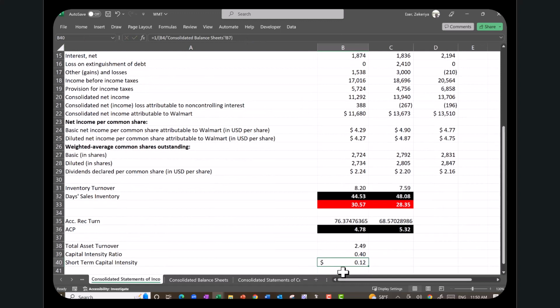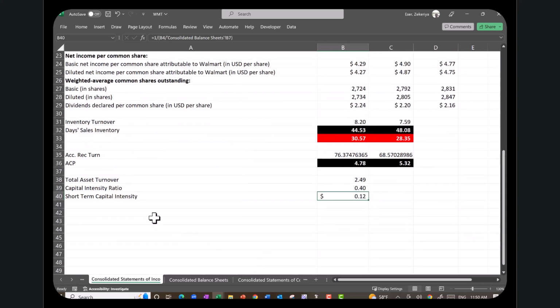This says, in order to generate $1 of sales, I need only 12 cents of current assets. That's kind of important, especially for working capital management, because that's what you need to fund to support the sales. So for each $100 of sales I want to make, I need $12 of current assets. So that's a nice little piece of information.